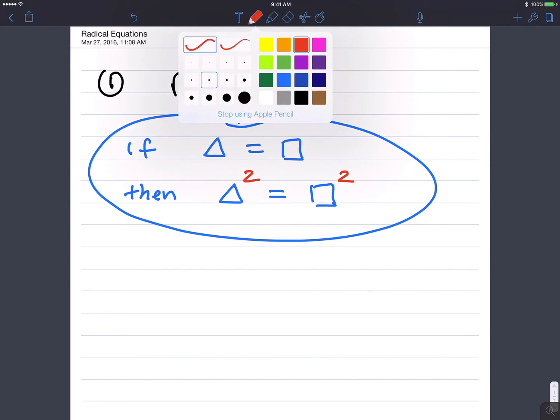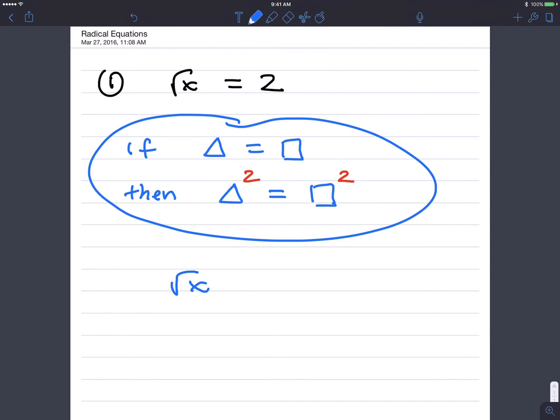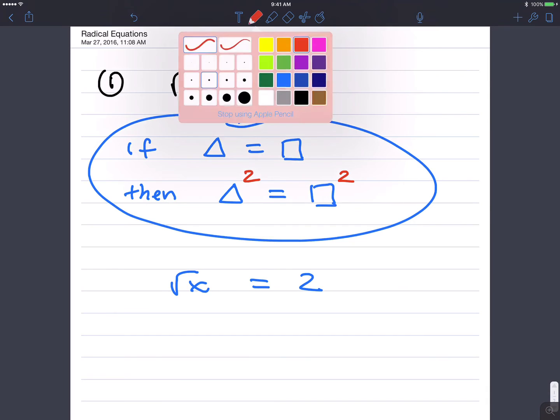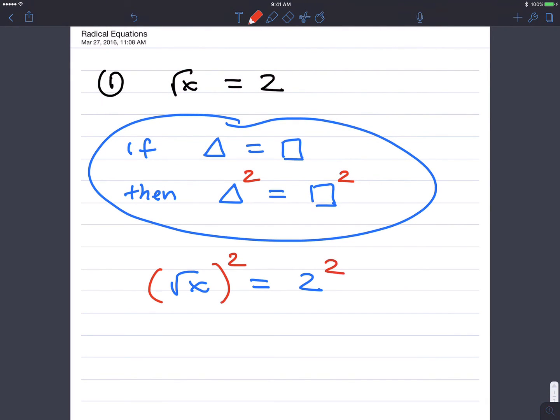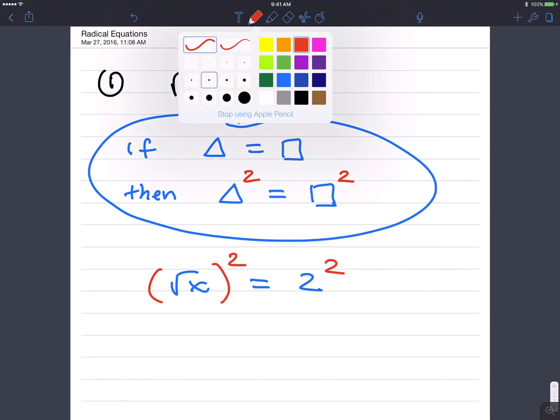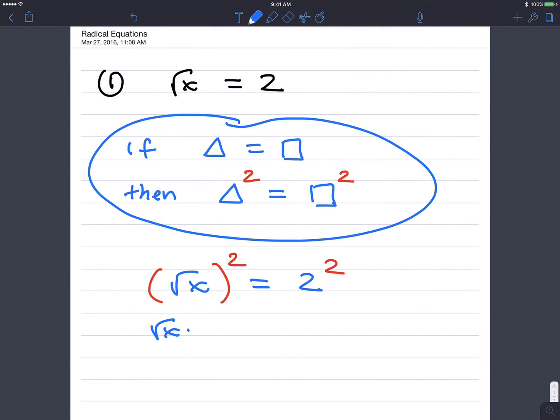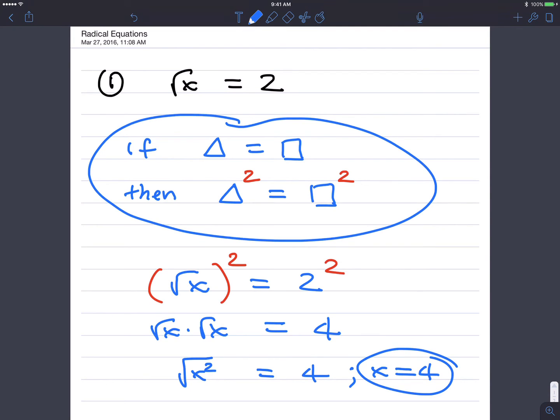So if we take a closer look, the square root of x is a positive 2. I can square both sides here. On the left side, there are different ways we could go about this. We can say the square root of x times the square root of x is 4, because that's what 2 squared is. This is the square root of x squared, by the product rule, which is 4. And this means that x is 4. So this is one way we could go about this.